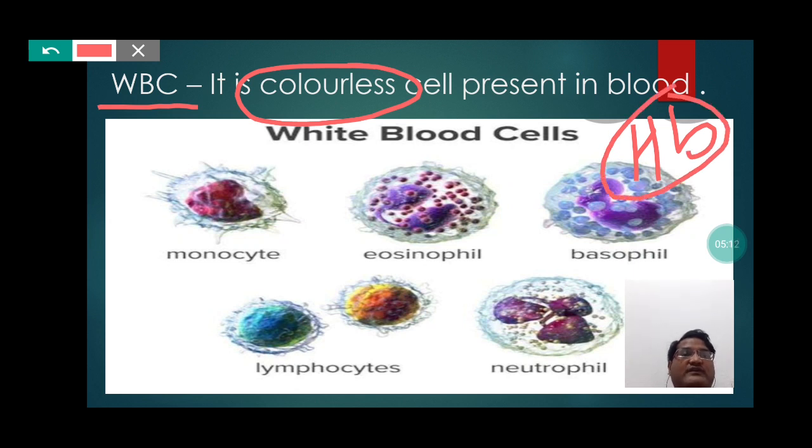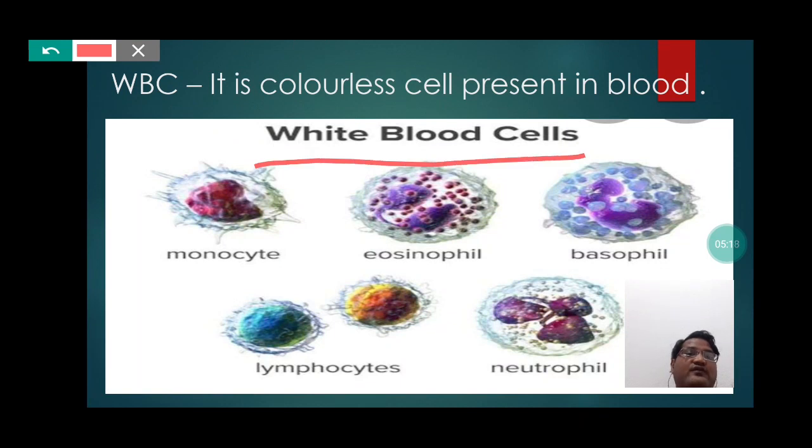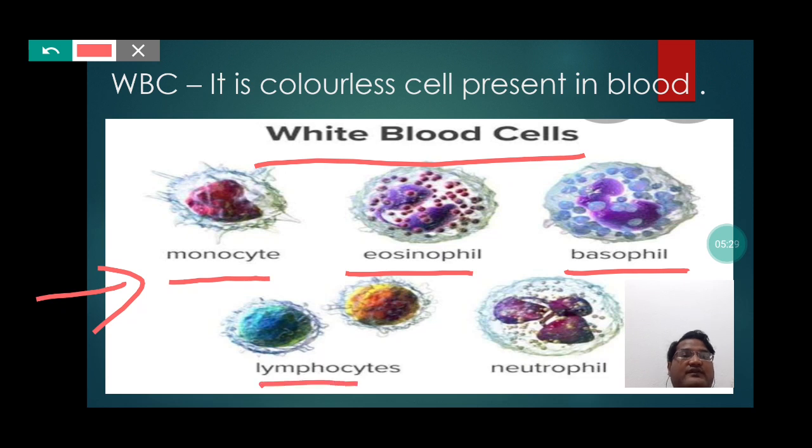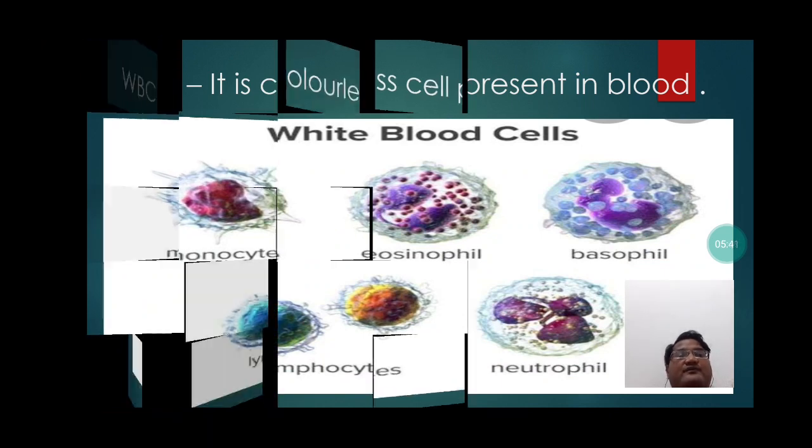So students, there are different types of white blood cells. If you concentrate on this picture, you can easily notice the different types of WBC, which are monocytes, eosinophils, basophils, lymphocytes and neutrophils. So students, these monocytes, eosinophils, basophils, lymphocytes and neutrophils are the important types of WBC which are present in the blood.